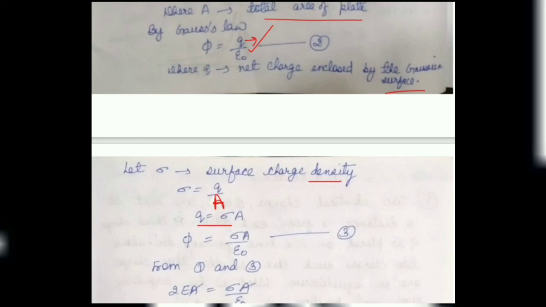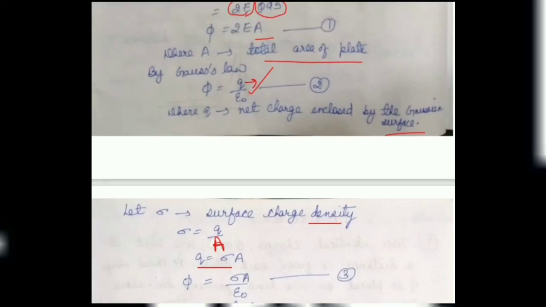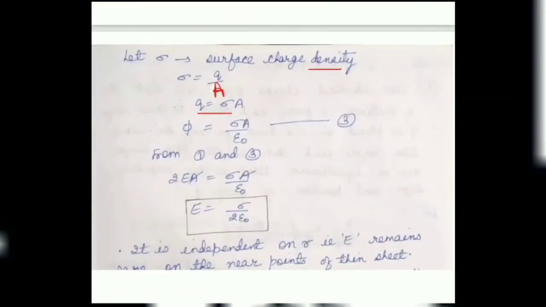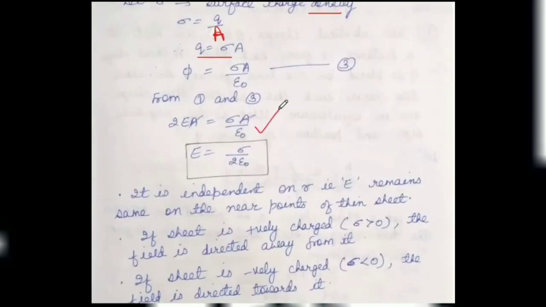This is equation number 3, and equation 1 is phi equal to 2EA. So 2EA equal to sigma A by epsilon naught. From here you calculate E equal to sigma by 2 epsilon naught. So here you can easily find that E is not dependent on R. In the first application, the uniformly long charged wire, E is inversely proportional to R. Here E is independent of R. It means the electric field remains the same at nearby points of the thin sheet.